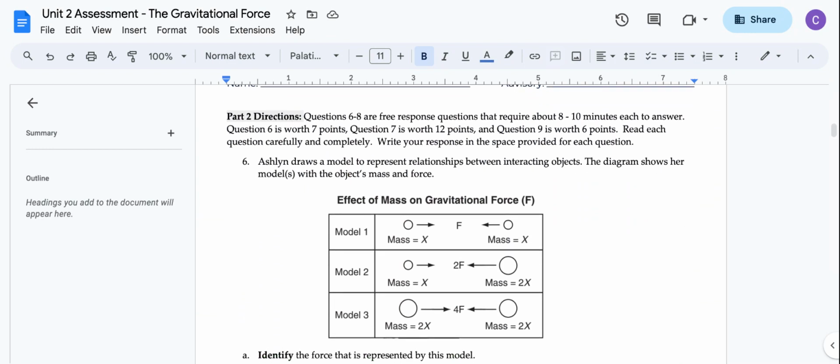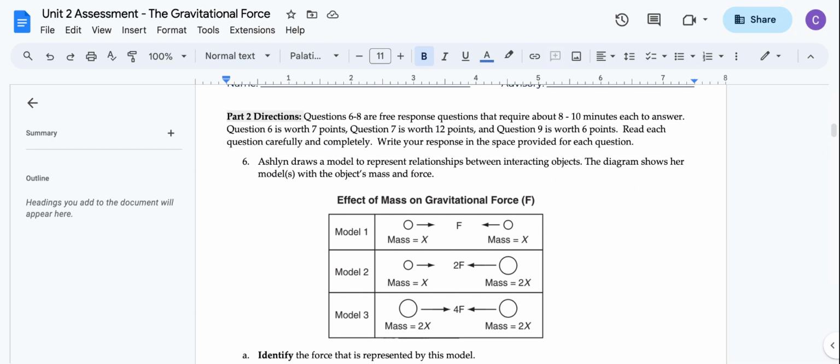Part 2 Directions. Questions 6 through 8 are free response questions that require about 8 to 10 minutes to answer. Question 6 is worth 7 points. Question 7 is worth 12 points. Question 9 is worth 6 points. Read each question carefully and completely. Write your response in the space provided for each question.